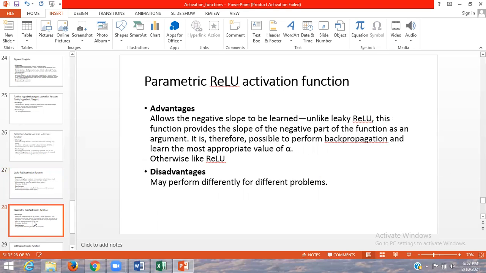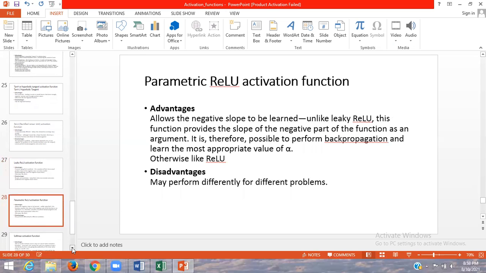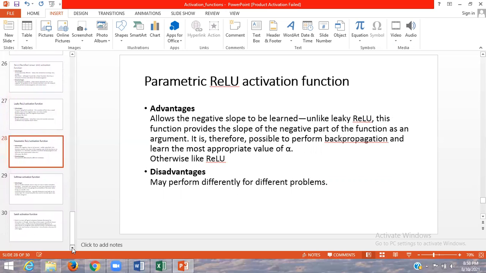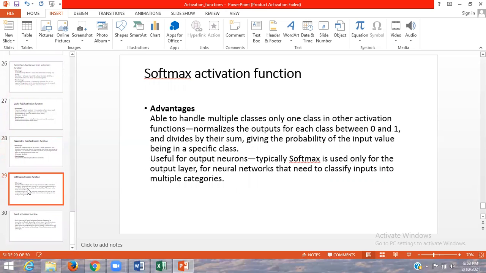Next is parametric ReLU. This is also an activation function. Here we are giving some parameter to the ReLU, meaning ReLU works on some given parameter. For a different problem the output may vary, meaning it does not show a uniform output distribution. Softmax normally classifies the outputs for each class between 0 to 1, and it is very helpful at the output layer.